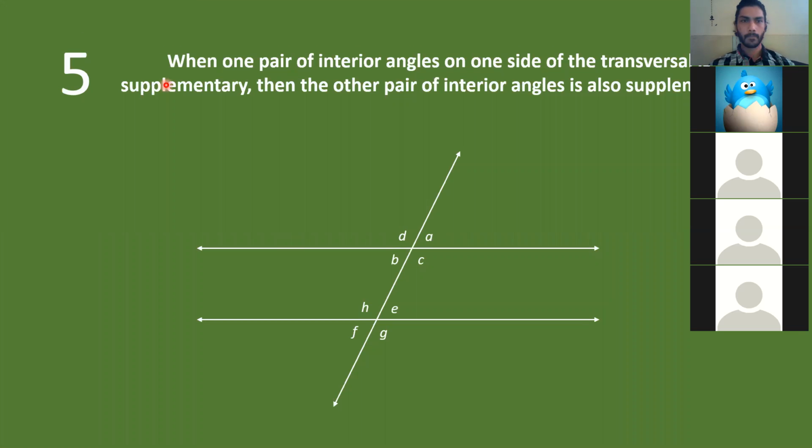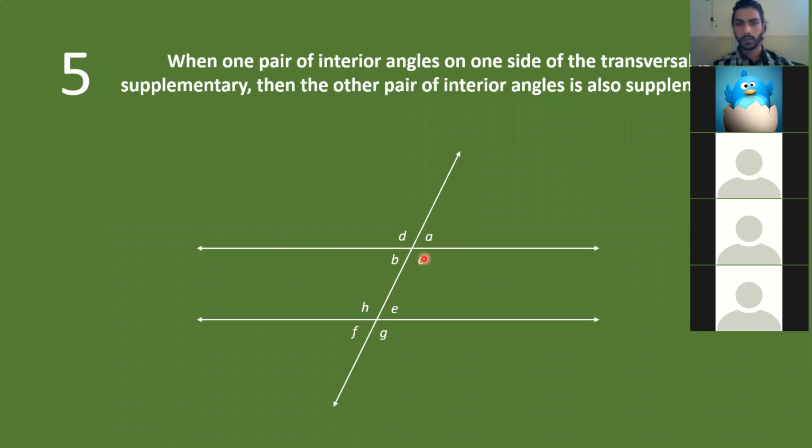When one pair of interior angles on one side of the transversal is supplementary, then the other pair of interior angles is also supplementary. Thank you so much. So yes, again we have a pair of parallel lines, a transversal, and eight angles formed. What it says is, if one pair of interior angles is supplementary, it means the addition is 180 degrees, and we know this.